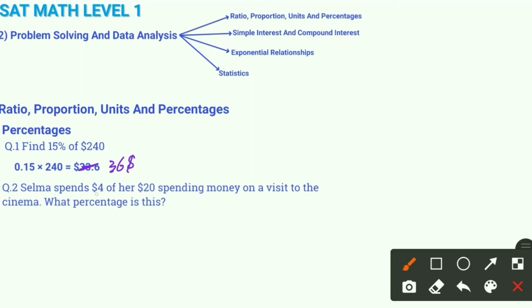Okay, question 2. Selma spent $4 of her $20 spending money on a visit to the cinema. What percentage is this? So 4 upon 20 multiplied by 100. 4 ones are 4, 4 fives are 20, so it's actually 20%.